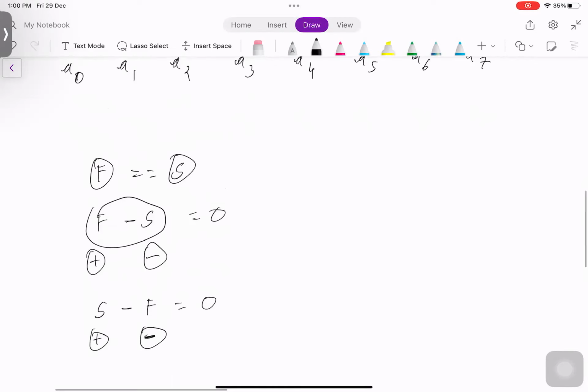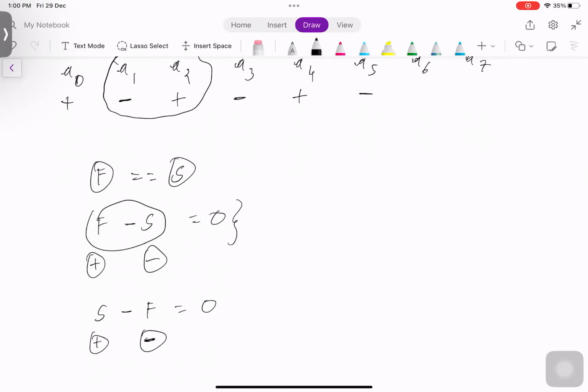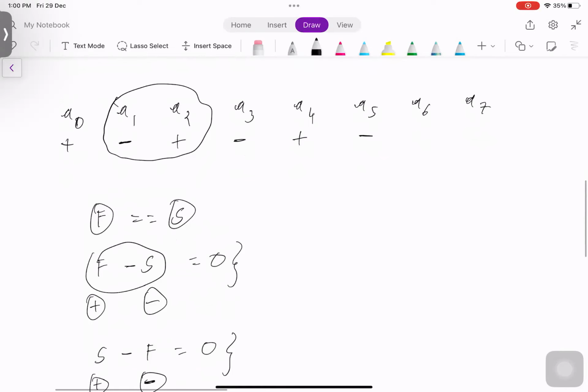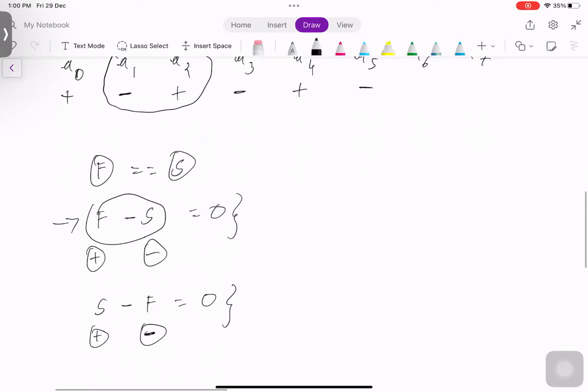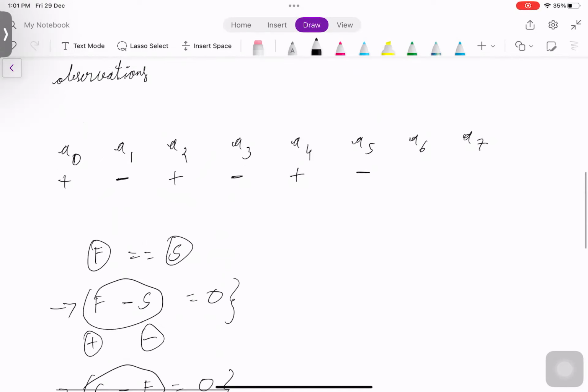Ultimately, if we look at the array, if we start the array from here, this will become positive. Next, it will be negative. Next, positive. Next, negative. Next, positive. Next, negative. Basically, adjacent elements should have opposite signs, because we just saw f minus s will hold 0 or s minus f will hold 0. So both the adjacent elements, one of them will have one sign and the other one will have the other sign, if we look at this particular equation. Because of that, we can just give the signs here.